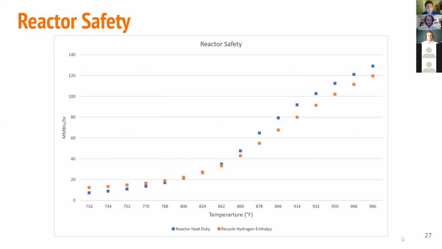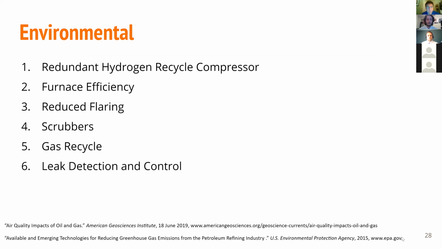So in an effort to quantify this, we plotted the duty of the reactor. This is the amount of heat that would need to be removed from the reactor to prevent a runaway, against the potential heat removal that the recycled hydrogen could provide. And from this graph, you can see around 815 degrees Fahrenheit, we start becoming at risk of a runaway reaction. Next, we get into some environmental concerns.